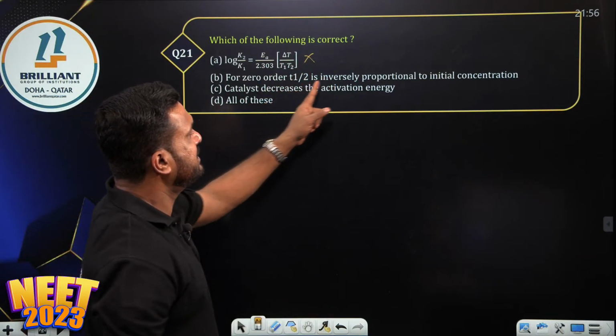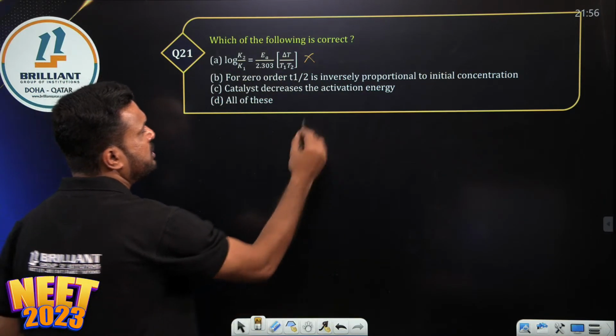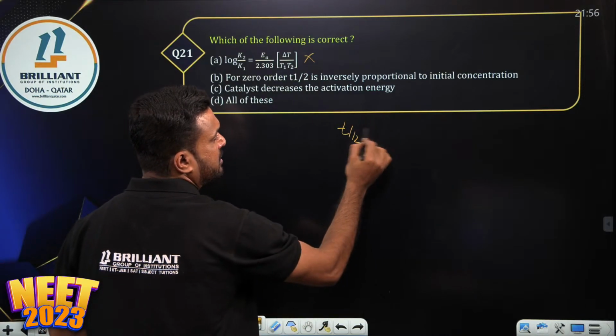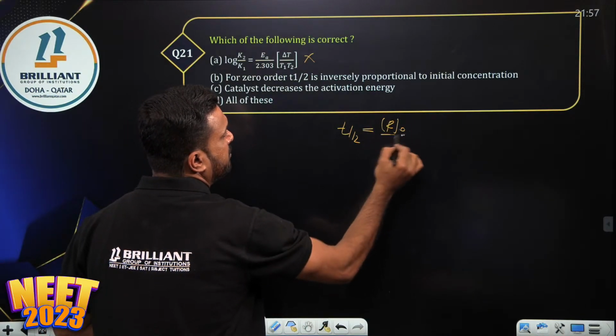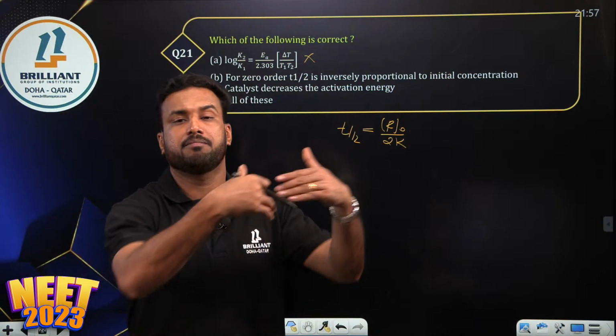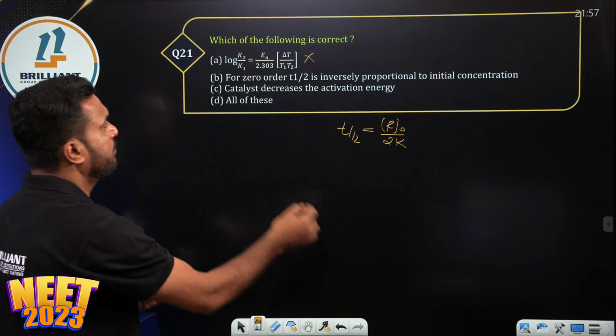For zero order reaction, t half is inversely proportional to initial concentration. No, for zero order reaction, t half is directly proportional to initial concentration. T half is equal to R0 divided by 2K. So if you double the initial concentration, t half becomes double. So it is directly proportional. The third statement is wrong.